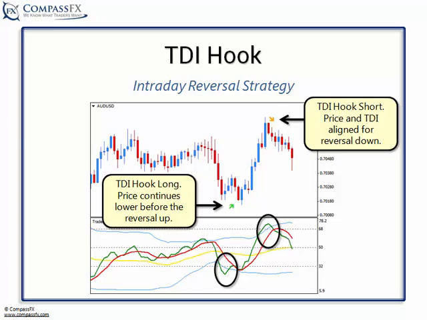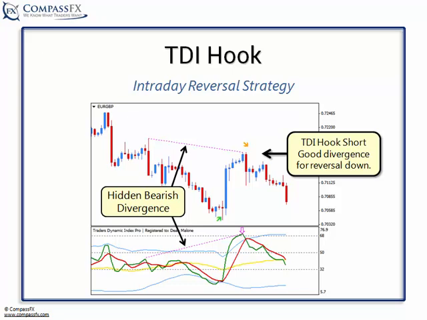So in this one snapshot, you have both a price continuation, then the reversal, and then you have an immediate reversal. Now let's take a look at what divergence looks like.